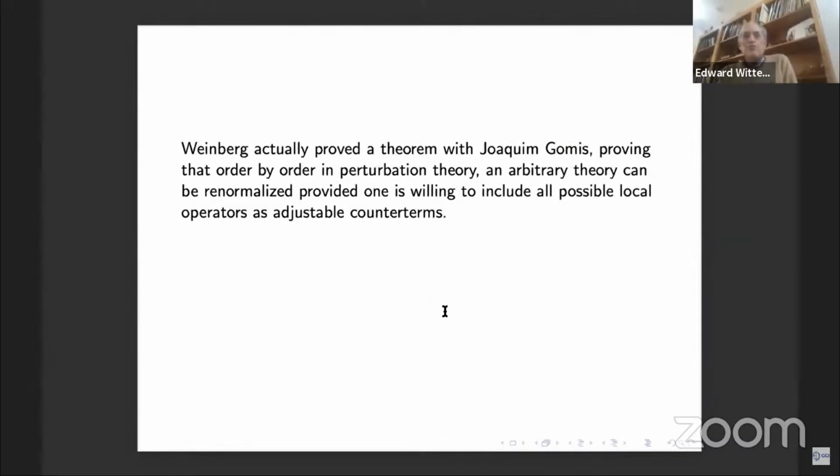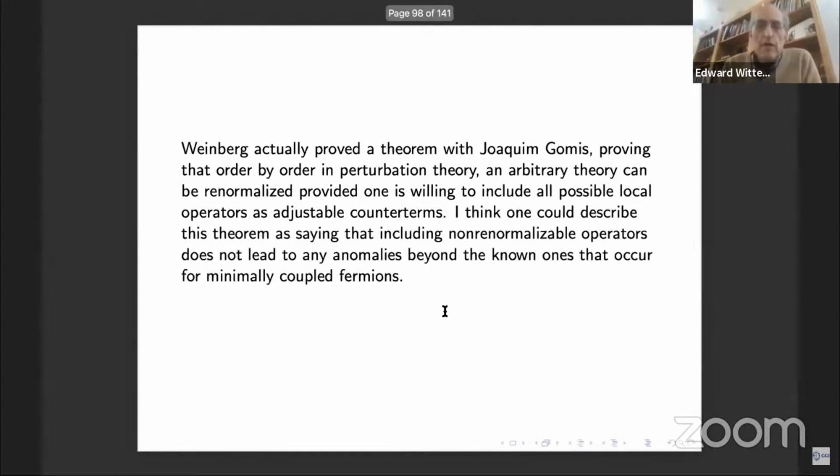Weinberg actually proved a theorem with Joaquim Gomis that they describe as proving that order by order in perturbation theory, an arbitrary theory can be renormalized, provided one's willing to include all possible local operators as adjustable counterterms. I think you could describe it by saying that including non-renormalizable operators does not lead to any anomalies beyond the known ones that occur for minimally coupled fermions, or at least this assertion is part of the theorem.